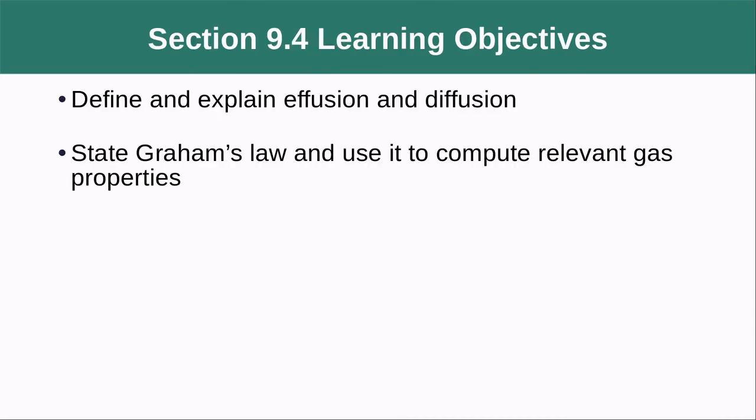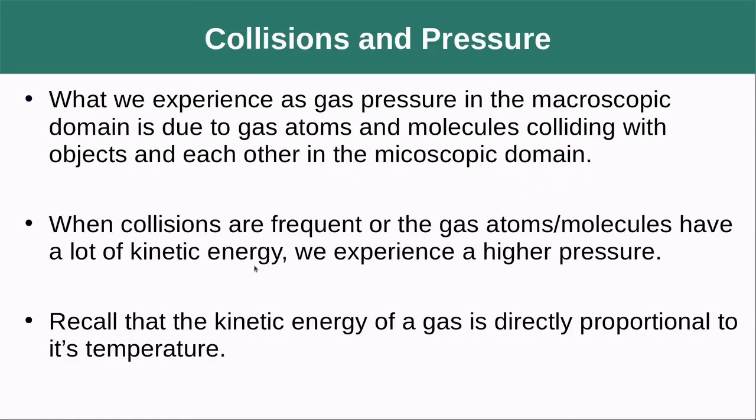In section 9.4, we're going to define and explain effusion and diffusion. And then we're going to talk about Graham's law and how to use it to compute relevant gas properties. So a little recap here. What we experience as gas pressure in the macroscopic domain is due to gas atoms and molecules colliding with objects and each other in the microscopic domain. When these collisions are frequent, or the gas atoms have a lot of kinetic energy, we experience a high pressure. And we're going to recall that the kinetic energy of a gas is directly proportional to its temperature.